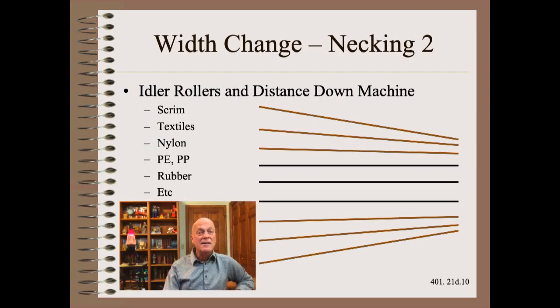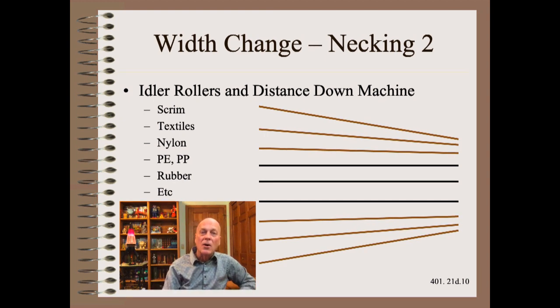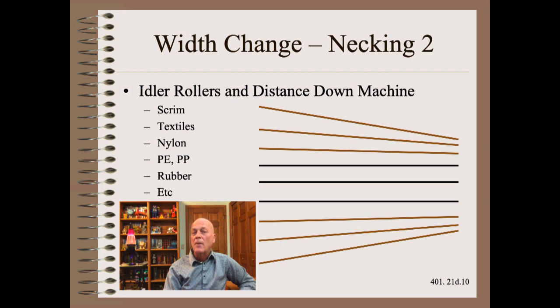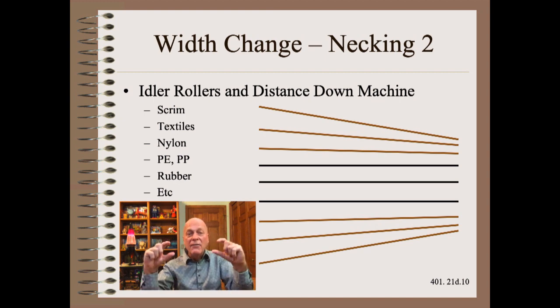The web can sometimes change width merely by going down through idler rollers. Worse yet, it may do that unevenly. This phenomenon is easiest to see on materials that have a grid on them, such as textiles and scrim, but it is a factor in many extensible webs, such as low modulus elastomers. Note how the edges of the material will tend to get heavier with this uneven necking.